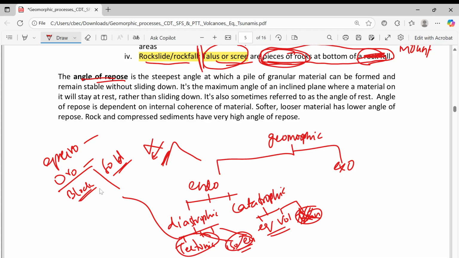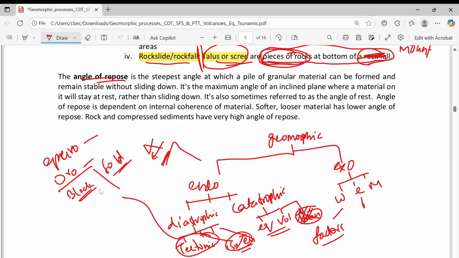Then we have come to exogenetic. Exogenetic we have three: weathering, erosion, mass wasting. So in weathering we have studied what the factors are: nature of the rock, slope of the mountain, temperature, rainfall, time. All these are the factors for weathering, meaning what factors will increase or decrease weathering.